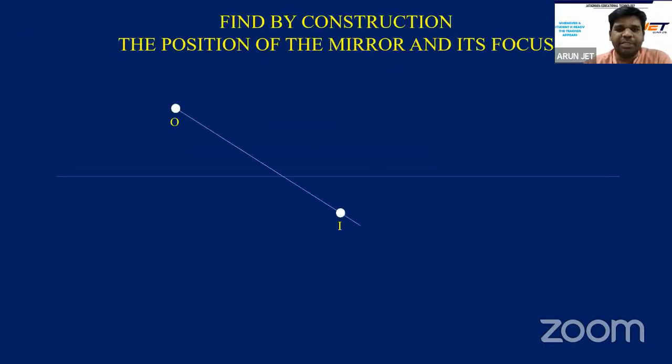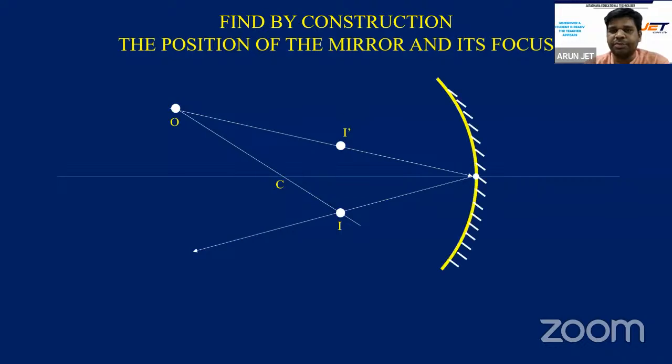I join object and image, that will cut the principal axis at the center of curvature of the mirror. See, this is the construction method, the procedure. I'll take the mirror image of I with respect to the principal axis, above the principal axis. I call it I prime. I join O and I prime, that will hit the pole of the mirror and reflect symmetrically with respect to the principal axis, passing through I. My mirror is concave. I take a line parallel to the principal axis, it hits the mirror, reflects, passes through I, intersecting the principal axis at the focus.